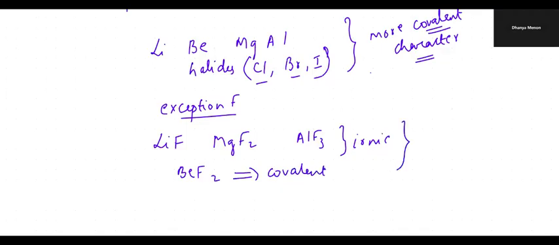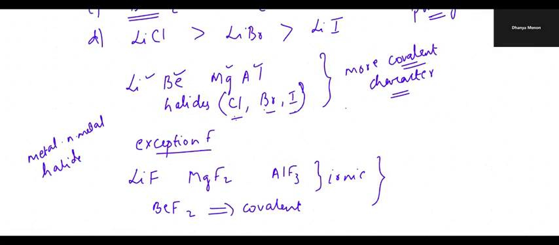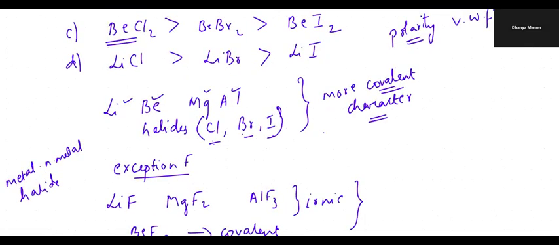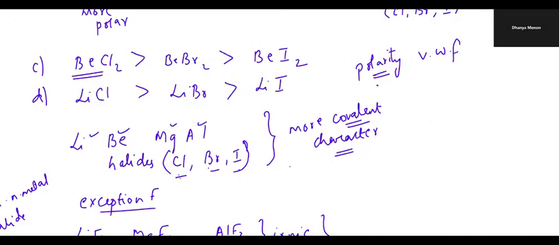Okay, so these few things you have to memorize. If you come across a metal and a non-metal, you check if it's a halide. If it's a halide, that means whether it's chloride, bromide, or iodide of lithium, beryllium, magnesium, or aluminum, you will check for polarity, not for molecular weight. You will check for polarity for determining van der Waals force.